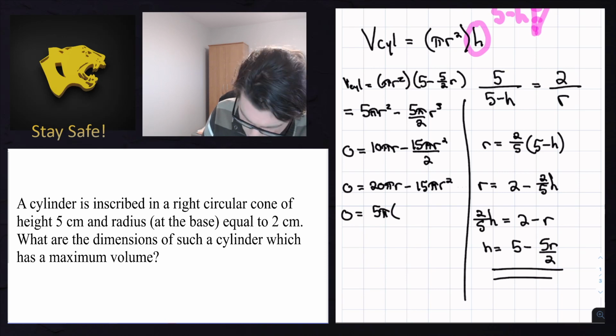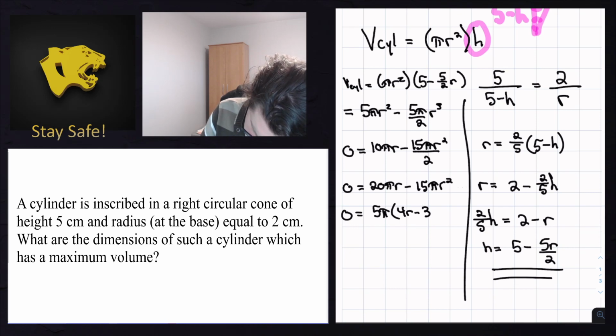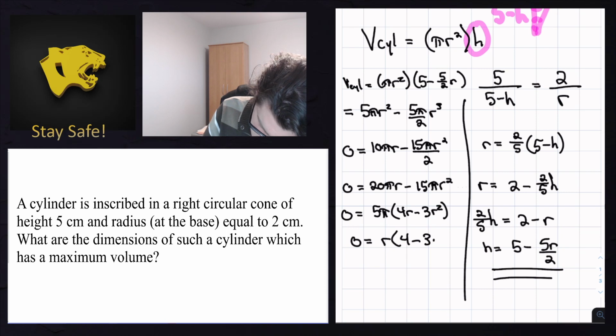Now, I understand an r can also be factored out of everything, but basically what I'm going to do is divide the 5 pi out first. So that leaves me with 4r there and 3r squared there. So I'm going to divide the 5 pi out, and then factor my r out and leave me with 4 minus 3r.